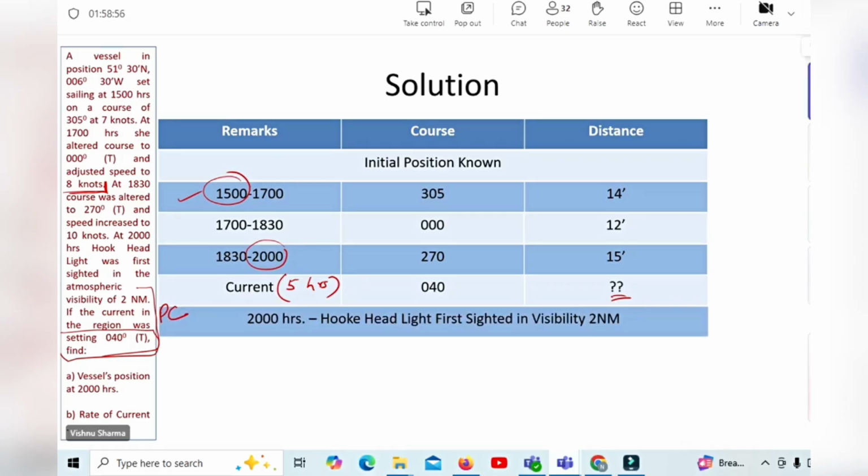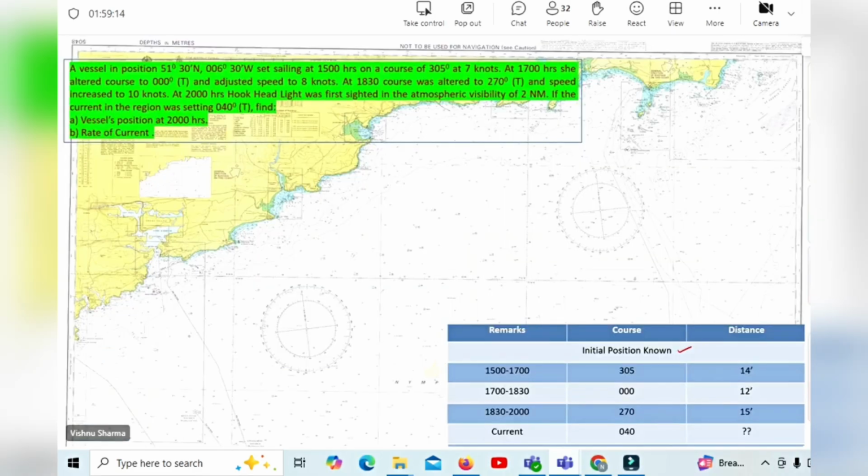At 2000 hours, we know that Hook Head Light was first sighted in visibility of 2 nautical miles. Has the question, the text form of the question, been correctly captured in the table, guys, or does anybody have any doubts? No, sir. It's okay, sir. No doubt. Okay.